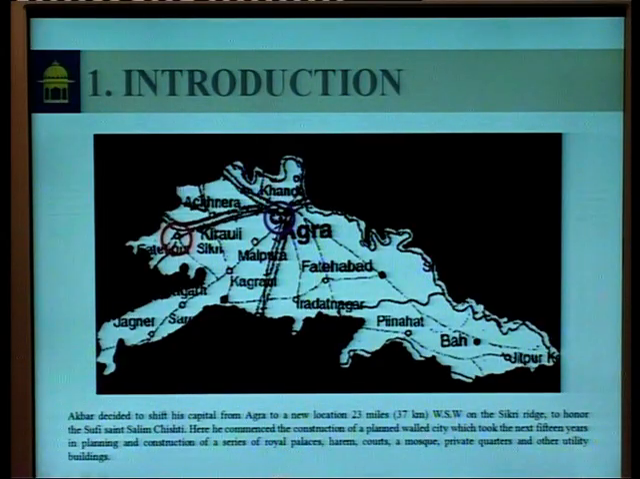Dear students, you must be watching the serial Jodha Akbar nowadays on television. So, it is very relevant, the kind of architecture which was created at Fatehpur Sikri. Just try to correlate when you watch the serial, how it is dependent on that, or whether the serial makers have given any thought to it.